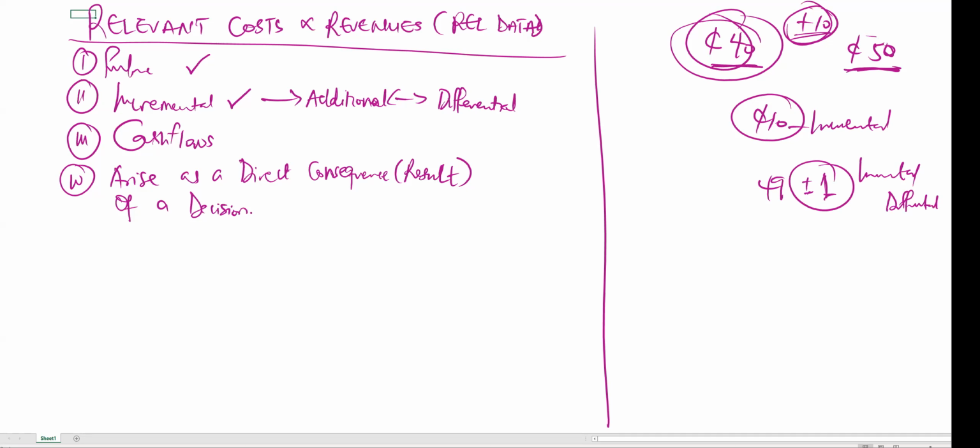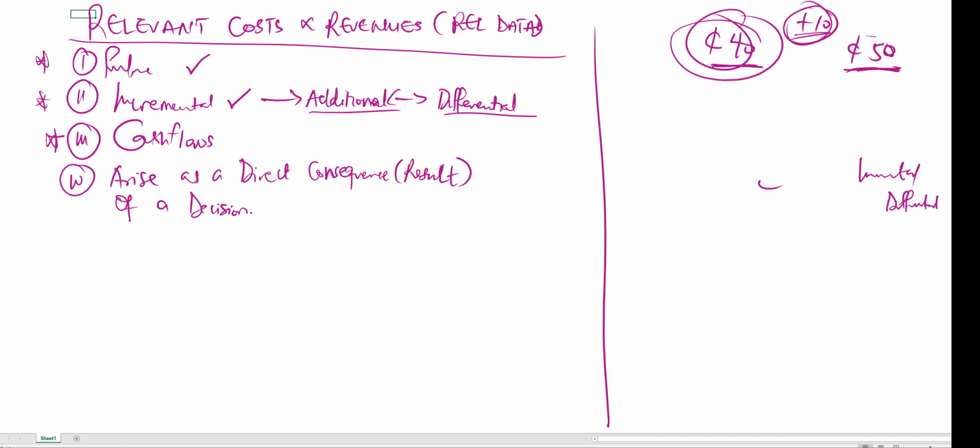And what did I say? One, a relevant cost should be a future cost. It should be incremental, meaning it should be additional. It should be differential, meaning it should differ amongst alternatives. And it should be a cash flow. It means that non-cash flows are not relevant for decision making. What did I say?